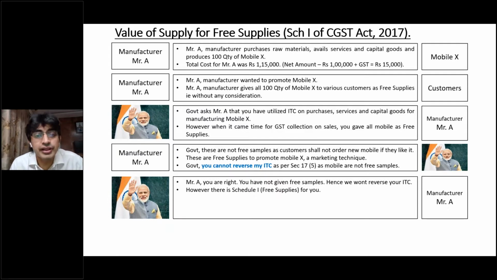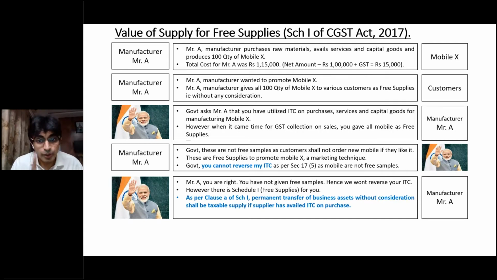But there is Schedule 1. What is Schedule 1 in GST? Supply without consideration. What is it, selling? Permanent transfer of business asset. Business asset doesn't mean only fixed asset; it includes current asset and stock also. This mobile was my asset, current asset, stock, without consideration. It shall be a taxable supply if the supplier has availed ITC.